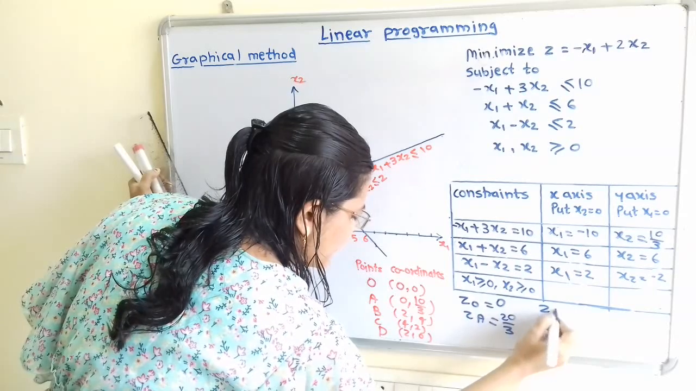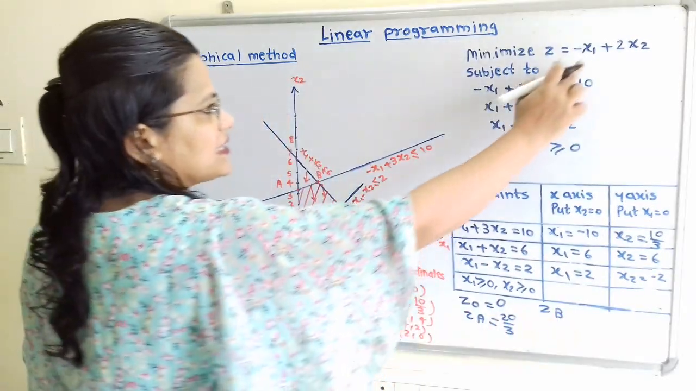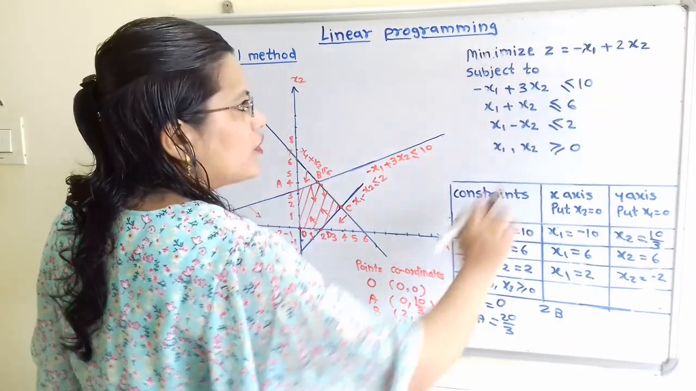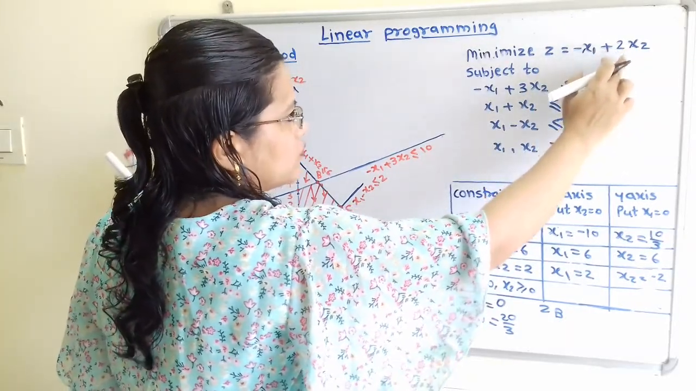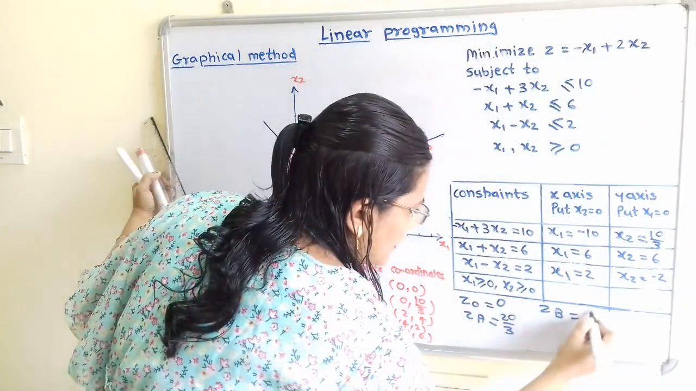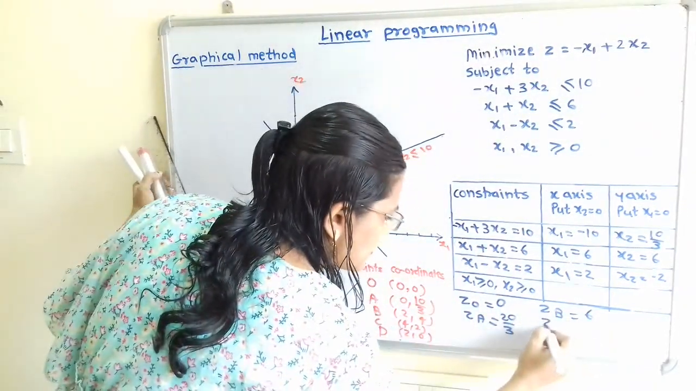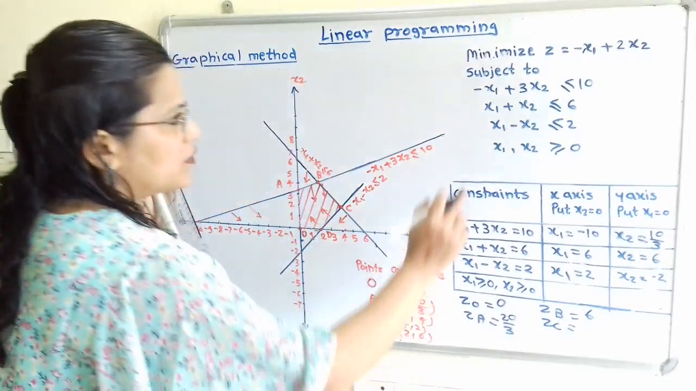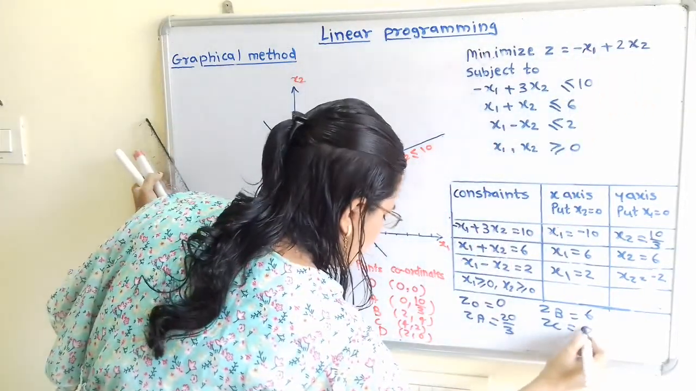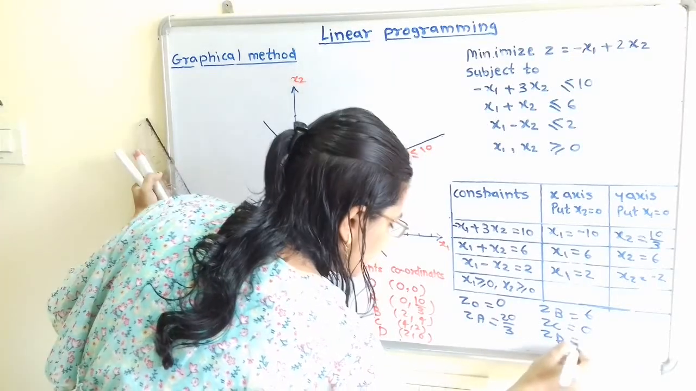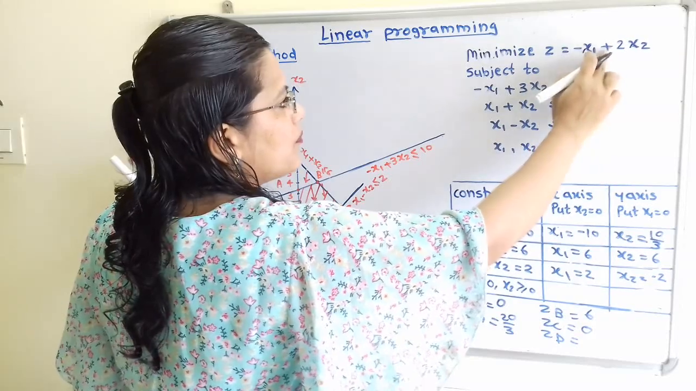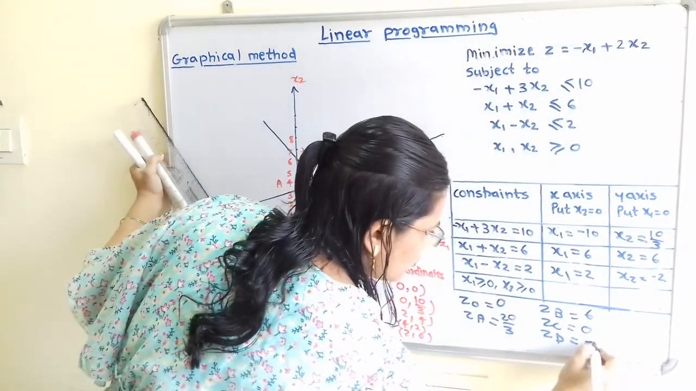Then ZB, for this ZB, x1 is 2, that is minus 2 plus 4 into 2, that is 8. So minus 2 plus 8, that is 6. Then ZC, 4, 2, that is minus 4 plus 4, that is 0. Then ZD, 2, 0, that is minus 2 plus 0, that is minus 2.